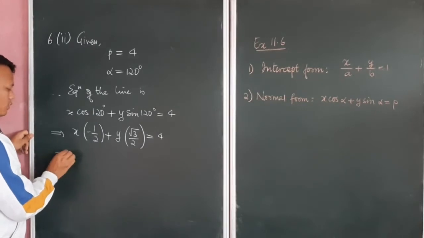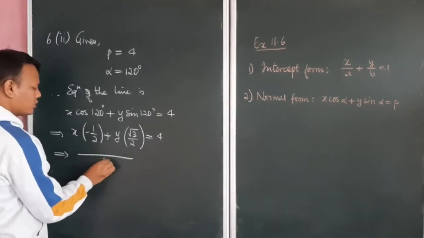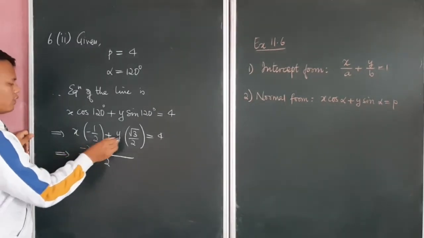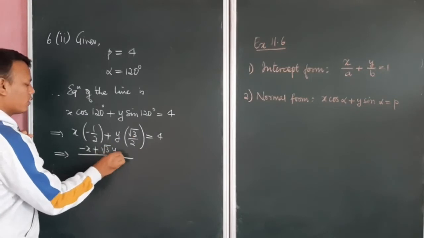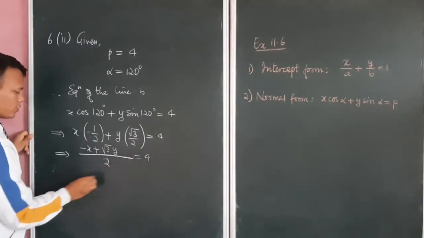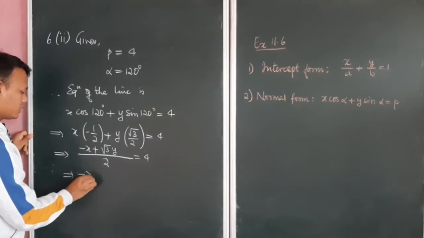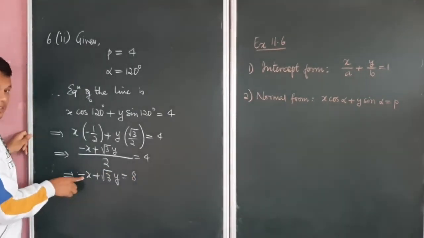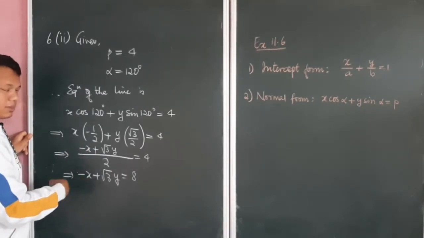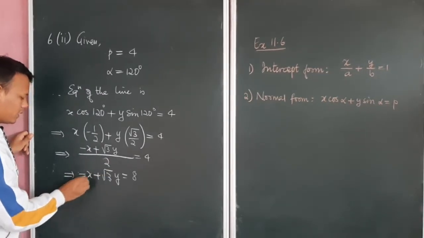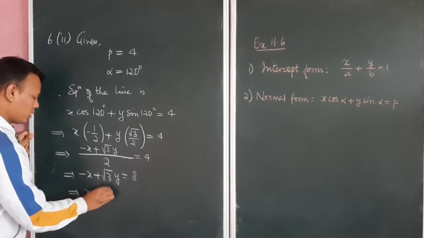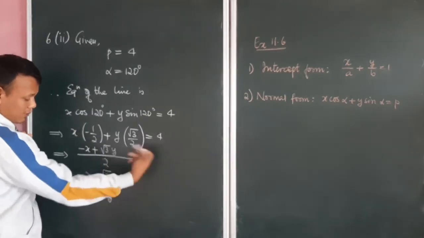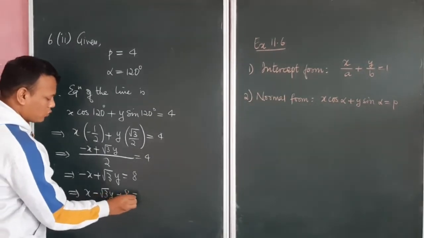From here, as you can see, the LCM is 2, so do the cross multiplication. We have minus x plus root 3 y equals 8. As I said, keep the coefficient of x positive, so multiply both sides by minus, and you get x minus root 3 y equals minus 8. That minus 8 can be taken to this side, and becomes plus 8 equals 0.